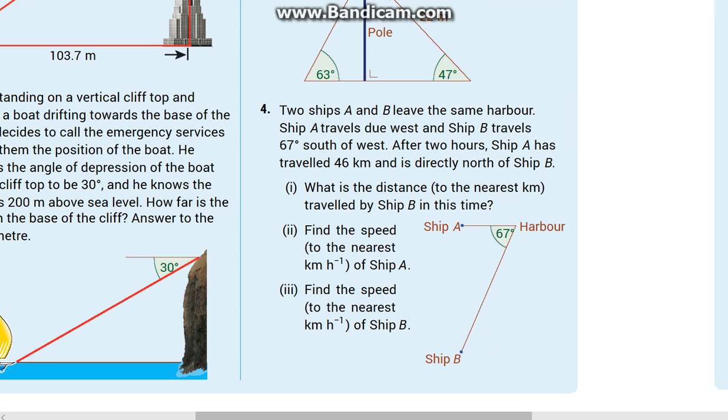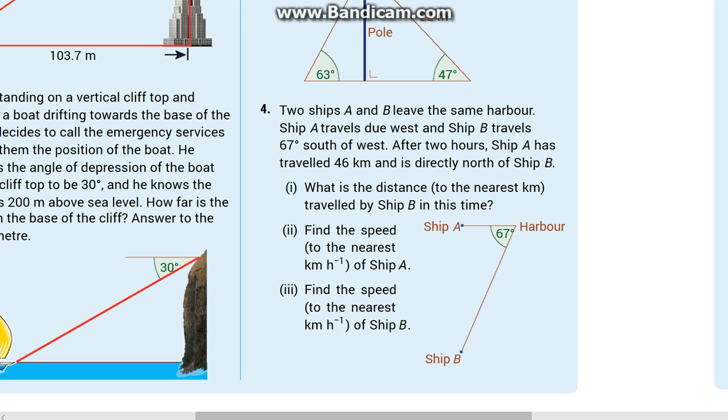Two ships A and B left the harbour. After 2 hours, ship A travelled 46k. So just draw this diagram, fill out all the information you want. Your 46 goes where ship A has travelled to, so from the harbour to ship A. And then what's the distance travelled by ship B? So you can make a right angle triangle here. You'll know what the distance is here. You want to find the distance here. So again, just use your trigonometric ratios.